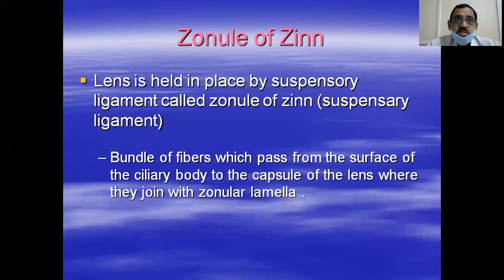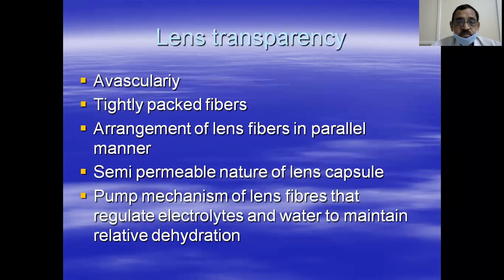Zonule of Zinn, this I have already mentioned: the lens is held in place by the suspensory ligament of Zinn, or zonule of Zinn. These are bundles of fibers which pass from the surface of the ciliary body to the capsule of the lens, where they join with zonular lamellae. Lens transparency is most important because this helps in focusing the image onto the retina. There are 5 factors which maintain lens transparency.